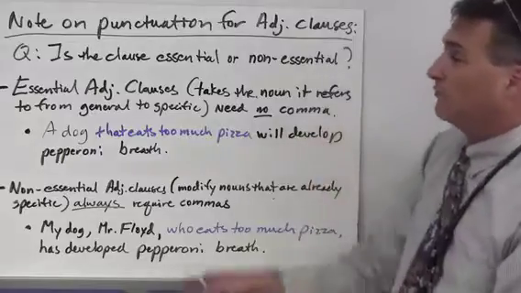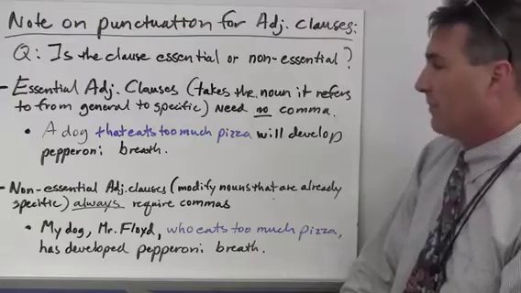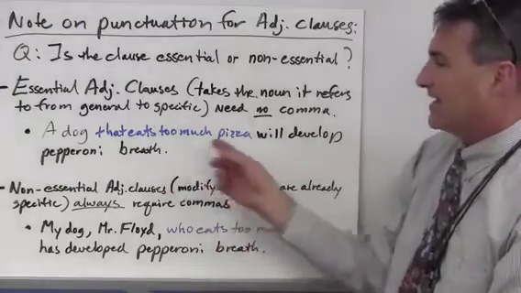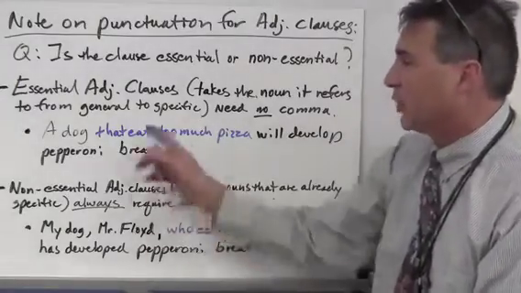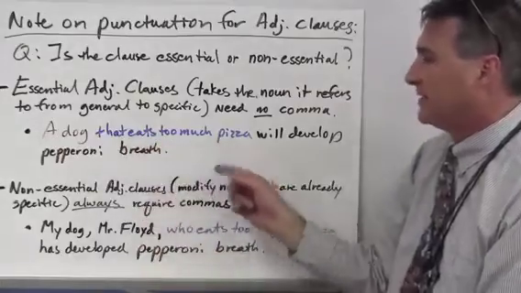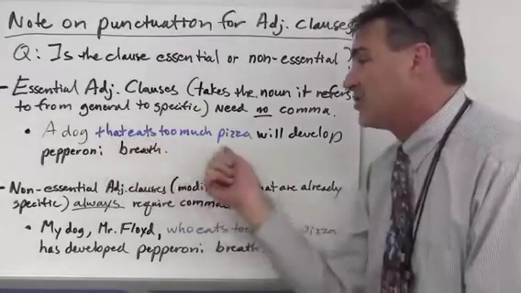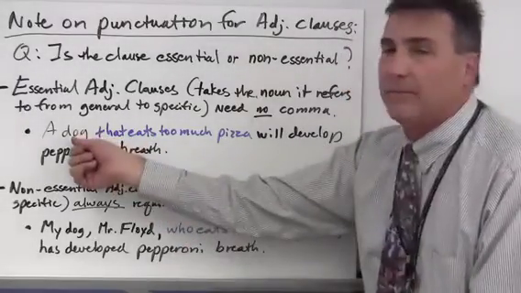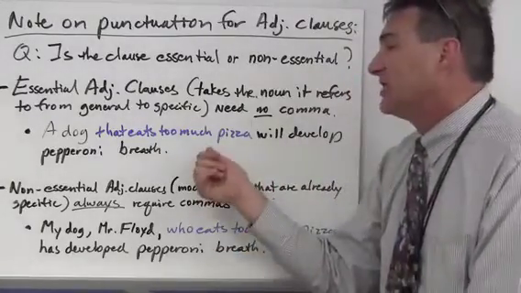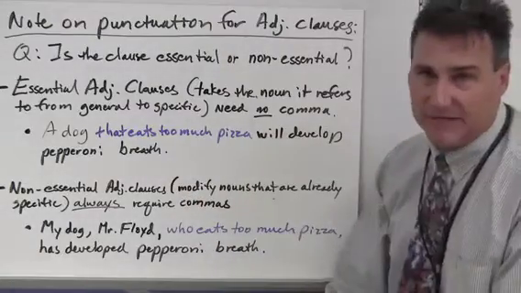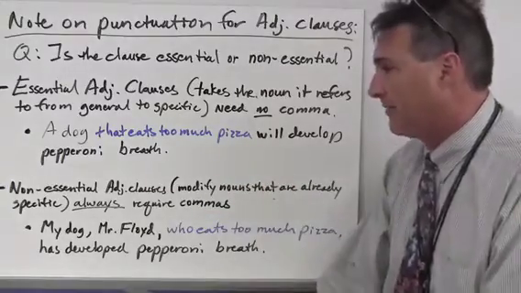What's an example of that? Well, our sentence we had before, a dog that eats too much pizza will develop pepperoni breath. That eats too much pizza. Actually, we didn't have this before, but it's like the one that likes to eat pizza crust. Different sentence here, different clause, but a dog that eats too much pizza. Well, we just had a dog, non-specific. But when we say a dog that eats too much pizza, well, suddenly we've taken it from any old dog to a particular kind of dog, one that eats too much pizza. So it's essential, because we wouldn't say a dog will develop pizza breath. That's not true. But a dog that eats too much pizza will develop pepperoni breath.